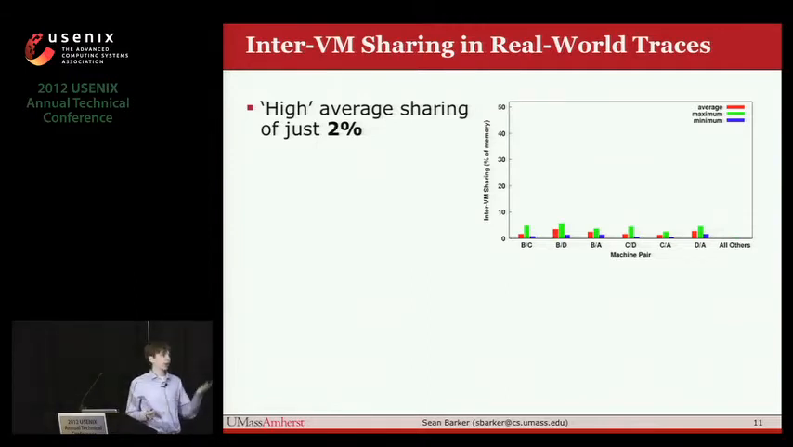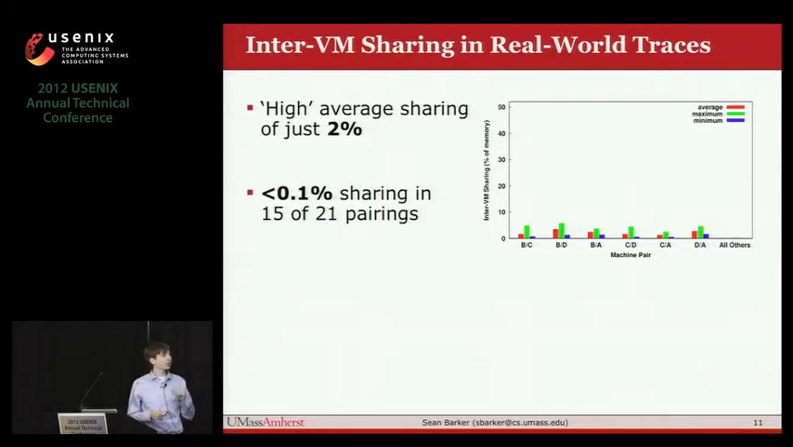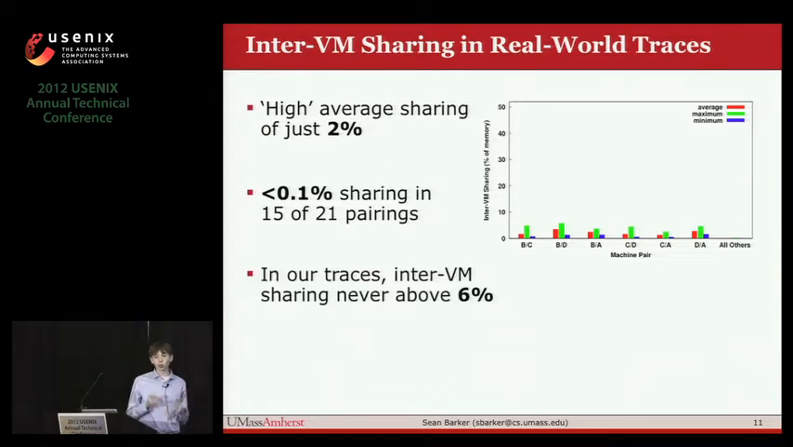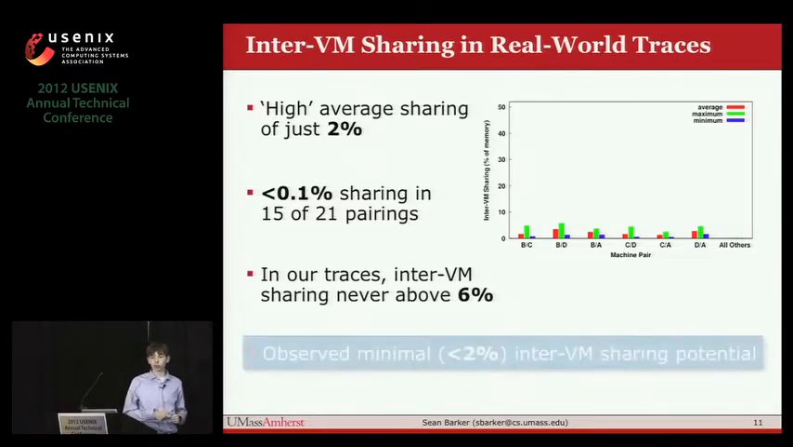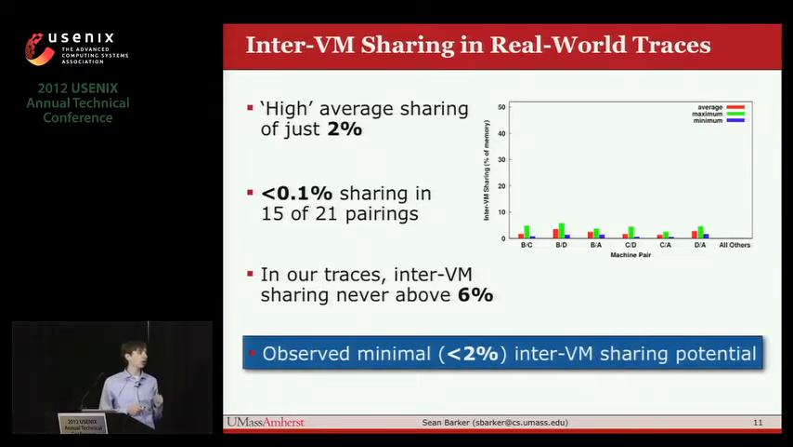In all other pairings, in this case with these 7 machines, there are 21 possible pairings. In 15 of those 21 pairings, the amount of inter-VM sharing was effectively 0, less than 0.1%. And during this week-long period, if we considered any 2 traces from different machines, we never observed inter-VM sharing that was ever above 6%. So the bottom line here is that we're seeing quite a small amount of inter-VM sharing potential in these machines.